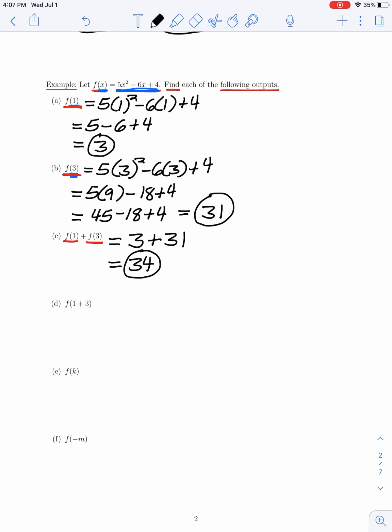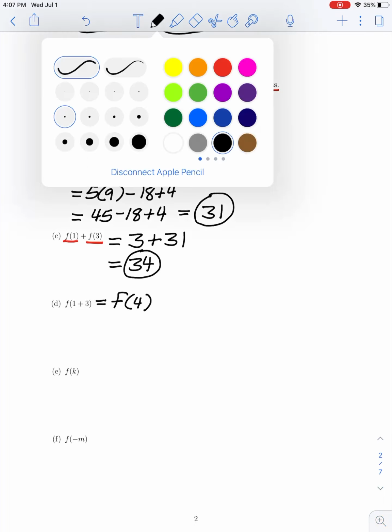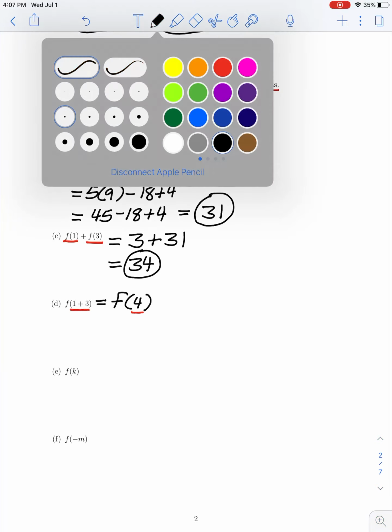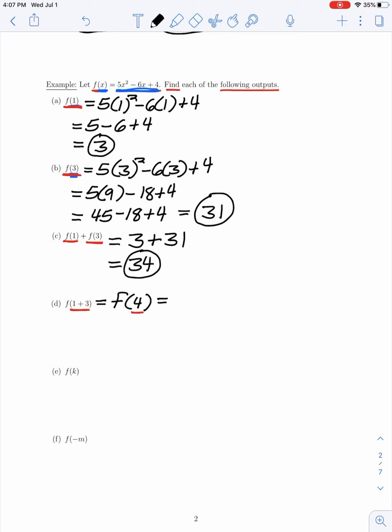Now in part D, we're asked for f of 1 plus 3. Now that is the same as f of 4. So inside our parentheses here, we can take the sum of our 1 and 3. We're left with 4. And we want the value of our function at x equals 4. So let's plug in 4 for the value of x. And we have 5 times 4 squared minus 6 times 4 plus 4.